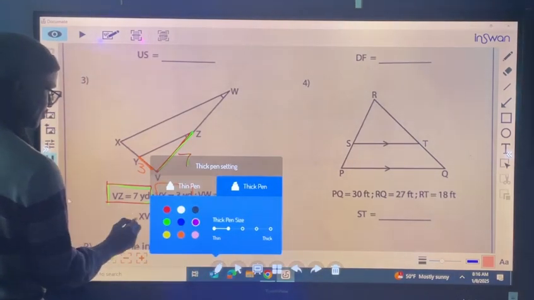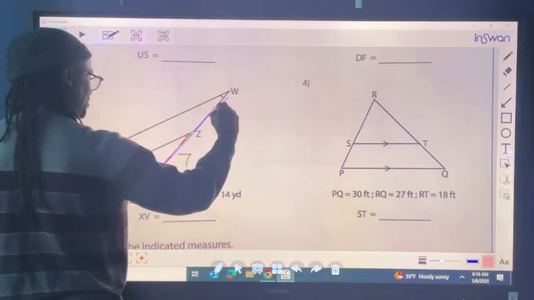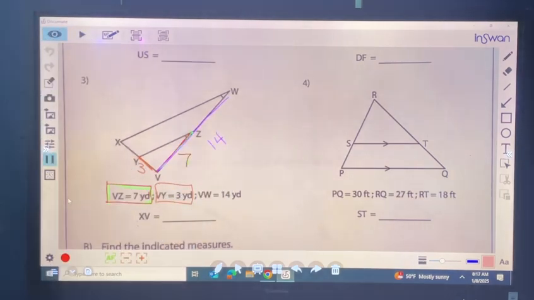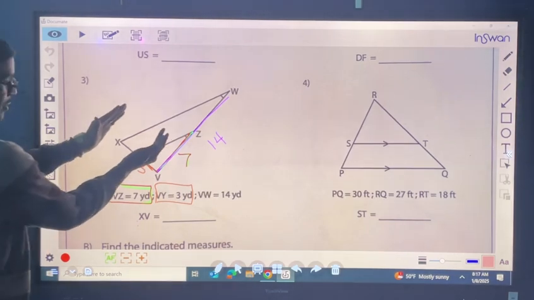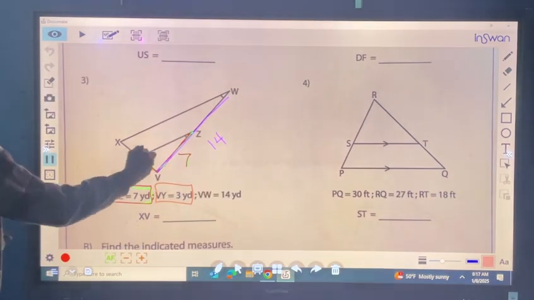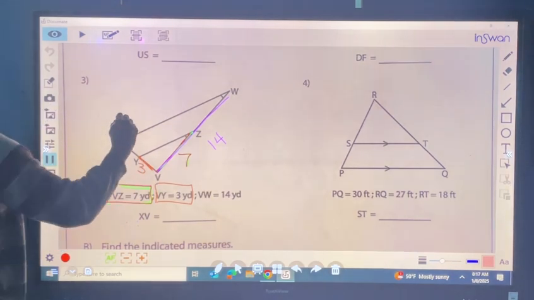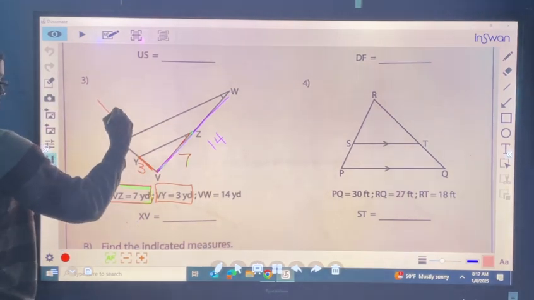Okay, so I see the similarities here. This one here, I know that is 14. I'm going to separate the two triangles so you can kind of see how I divided them. This smaller triangle, I'm going to put it up here so you can see both of them.